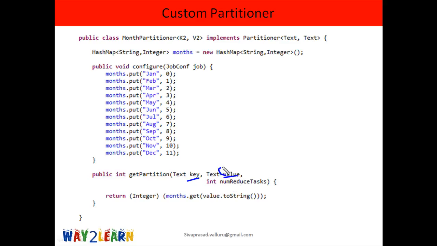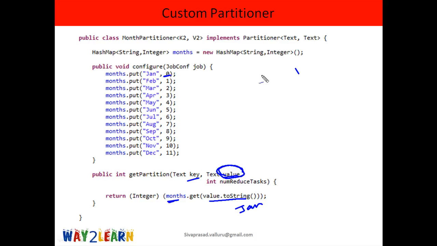What is the value from my mapper? It is a month name, right? So I am saying months.get, the map get, of the month, either Jan or Feb, etc. So months.get(Jan) will return 0. That means this key-value pair will go to the first reducer.